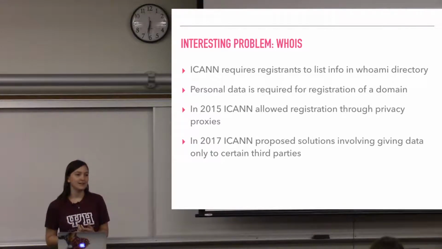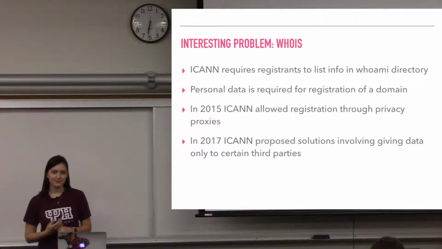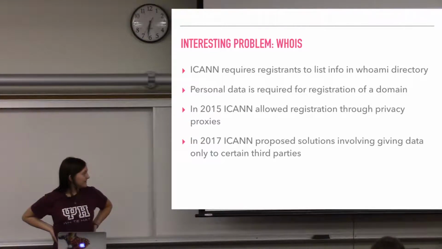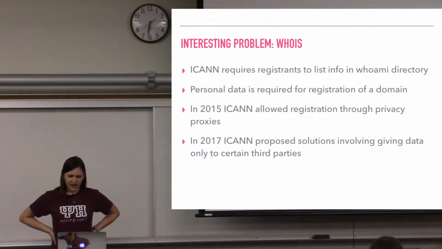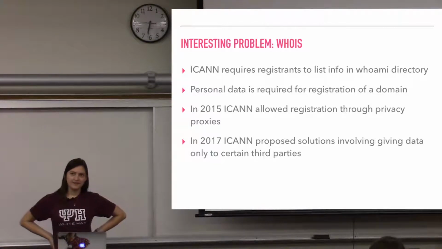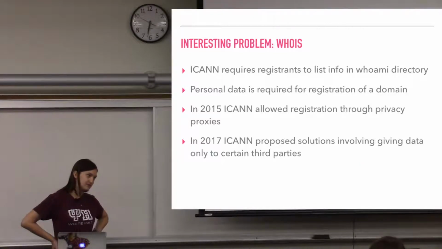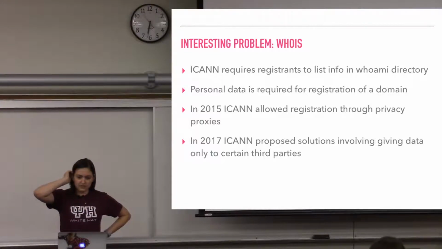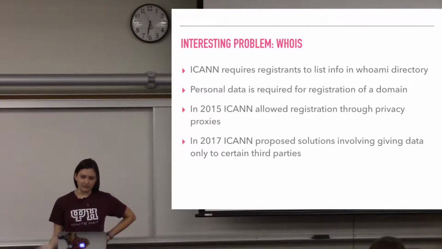So in 2017, ICANN was like, oh wait, this GDPR thing is happening. We have a lot of people that live in Europe. What are we going to do about it? And so they proposed a lot of solutions. The main problem is that there are certain third parties who need to have this information. Think federal governments for various abuse cases, certain content posted online that really shouldn't be online. So they have to have some process for giving data to third parties.